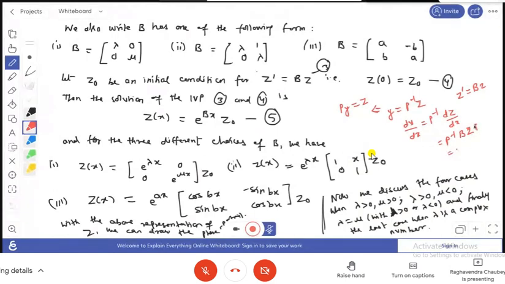So in next line, this equals p inverse bp. This is your matrix A and this is the canonical form of matrix B. So here if you put p inverse bp equals A, then y prime equals Ay.